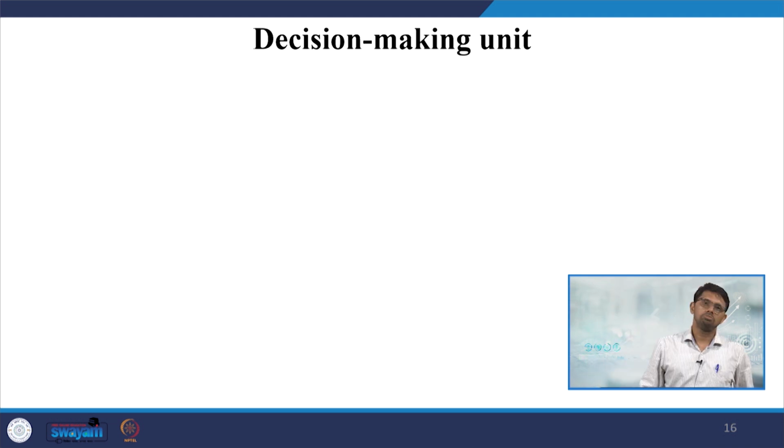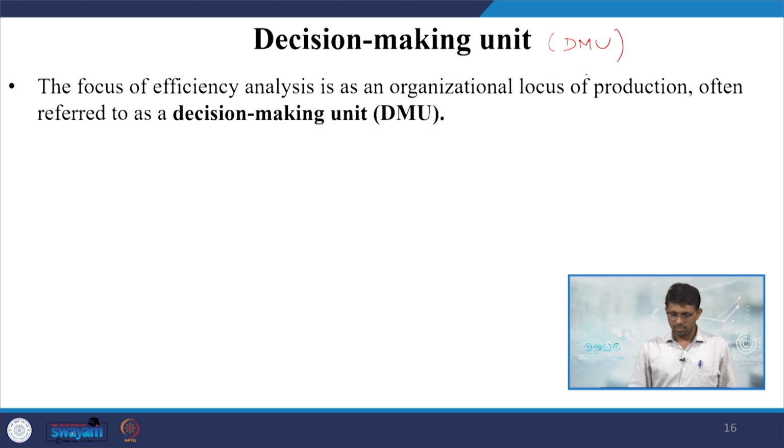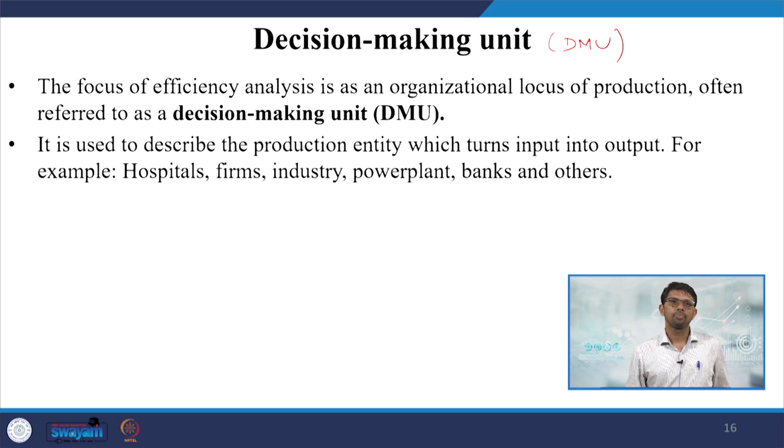So, now we are discussing some important starting points of productivity and efficiency analysis. One is called DMUs, decision making units. The focus of efficiency analysis is an organizational locus of production, often referred to as a decision making unit. It is used to describe the production entity which turns input into output, for example hospitals, farms, industry, power plants, banks, etc. These are considered as the DMU units for analysis.